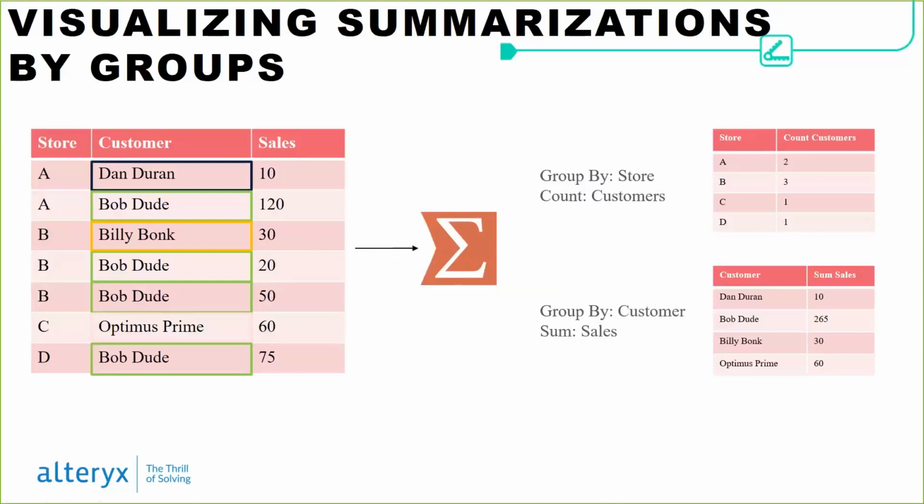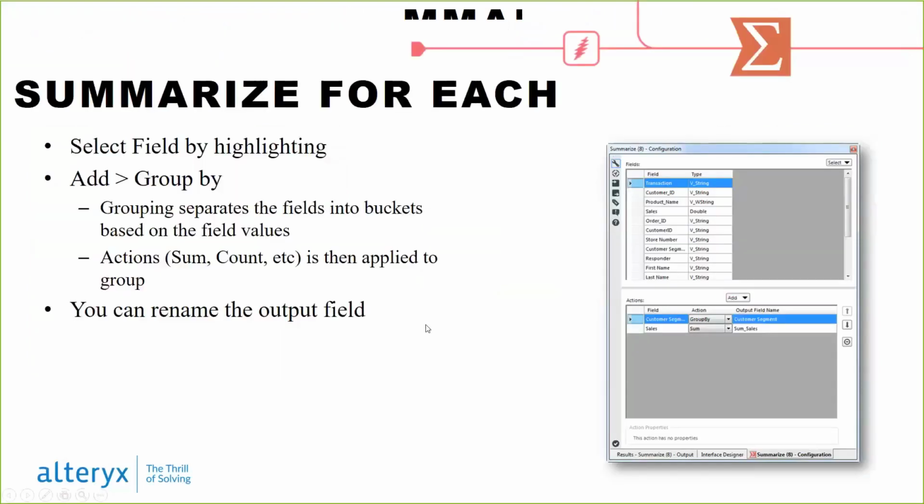So, Summarize for each, okay? When I talked about generating those actions, right, this is really what that interface inside the Summarize tool looks like. So here you can see that I have a list of all my fields. I can see what type they are. And the type is important because that's going to dictate what kind of action I can take against them, right?